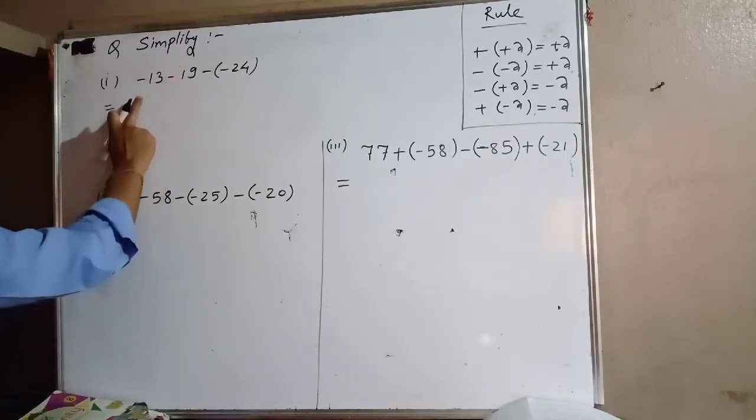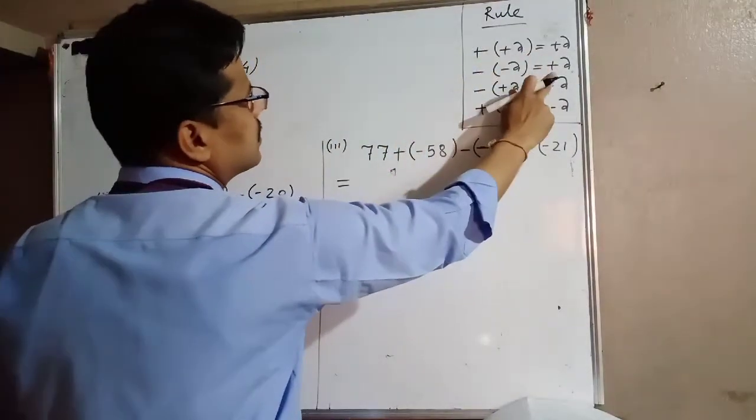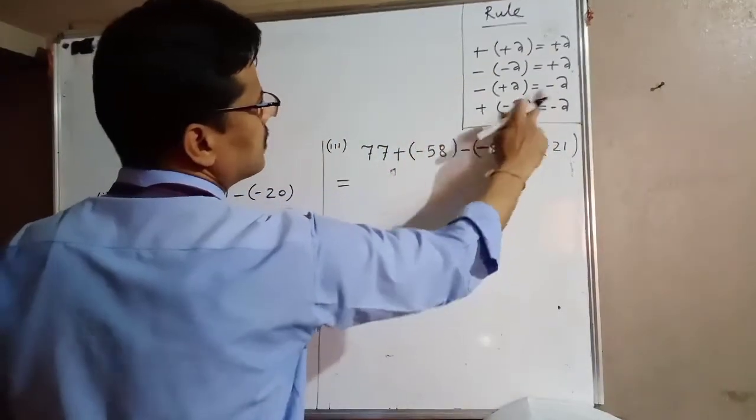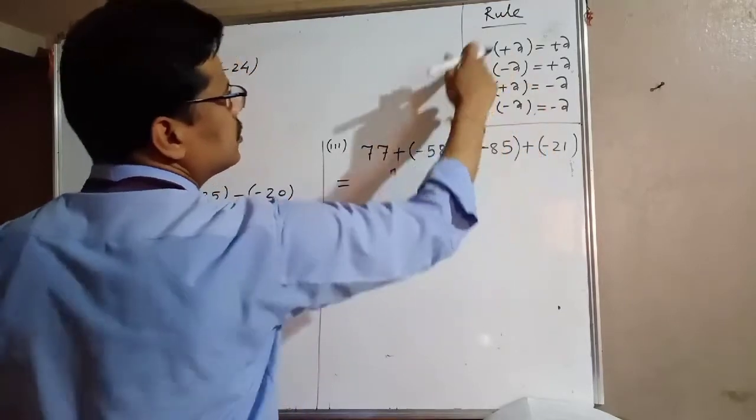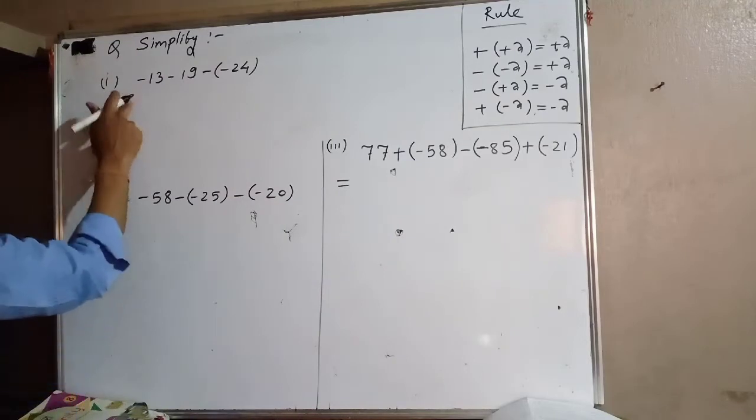Simplify. In this simplification, we will use these rules: plus plus is plus, minus minus is plus, plus minus is minus, minus plus is minus. This rule you have to keep in mind while solving this kind of simplification. Minus 13 will come as it is.